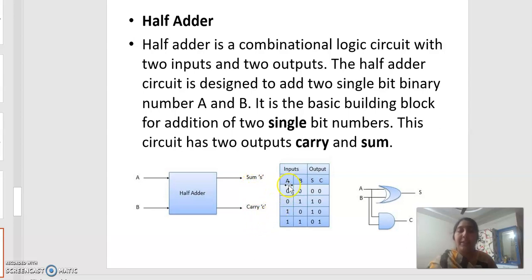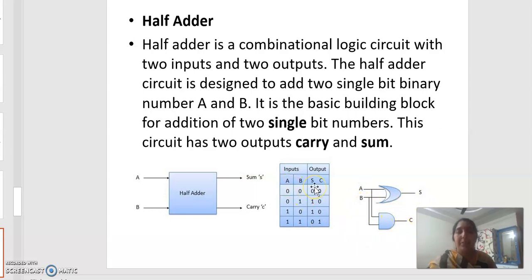Since it considers two inputs, the combinations are 00, 01, 10, 11. By adding these, we get the values of sum and carry. The sum value is 0, 1, 1, 0, and the carry value is 0, 0, 0, 1. So the expressions are: sum is A XOR B, and carry is A AND B.